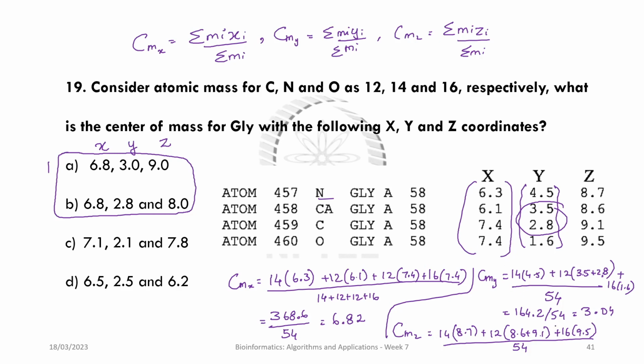So this gives 486.2 divided by 54, which is 9.003.